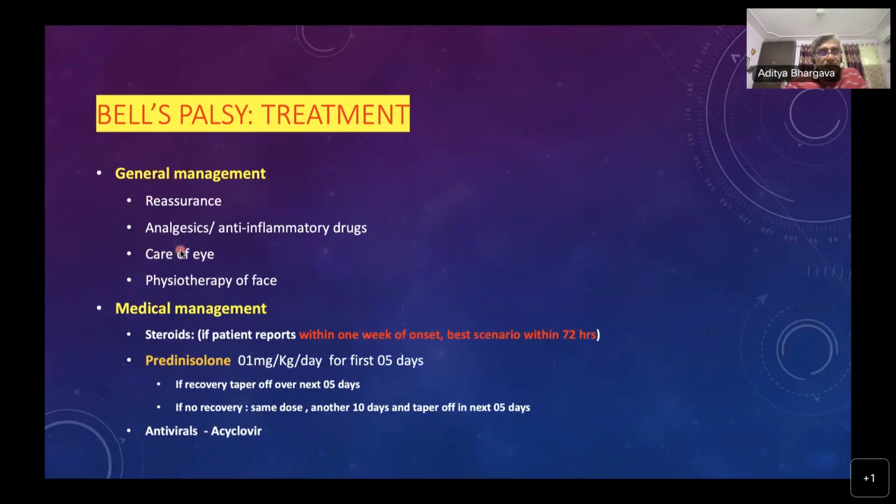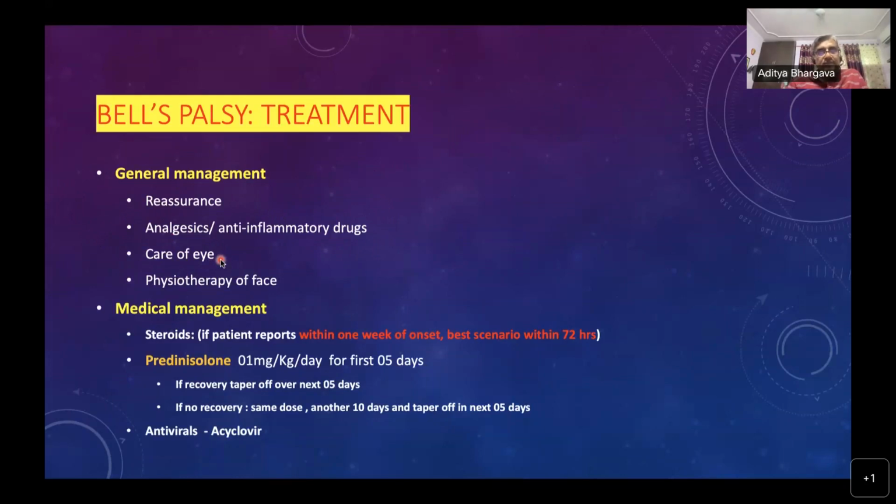If the patient is having some pain or anything, give anti-inflammatory analgesics. Care of the eye is very important. There are 2-3 things you have to do. You have to advise the patient to wear goggles while traveling outside, because otherwise there will be chances of exposure keratitis.